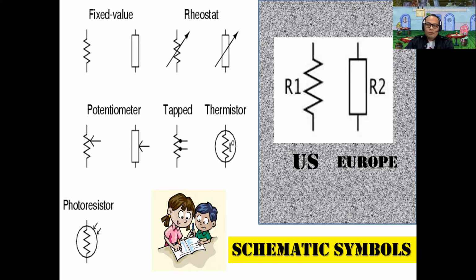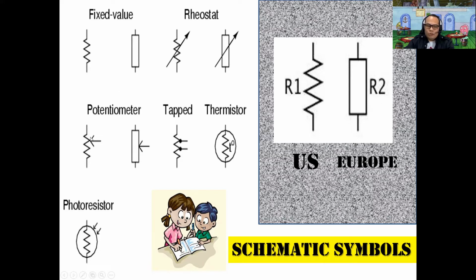What do you mean by variable resistors? Rheostat and potentiometer, their resistance levels can be altered, can be manually altered. The difference is that a rheostat has two terminals, while a potentiometer has three terminals. If you look at the schematic symbol, it's like a typical fixed value resistor, but there is a superimposed slant arrow signifying its variability.